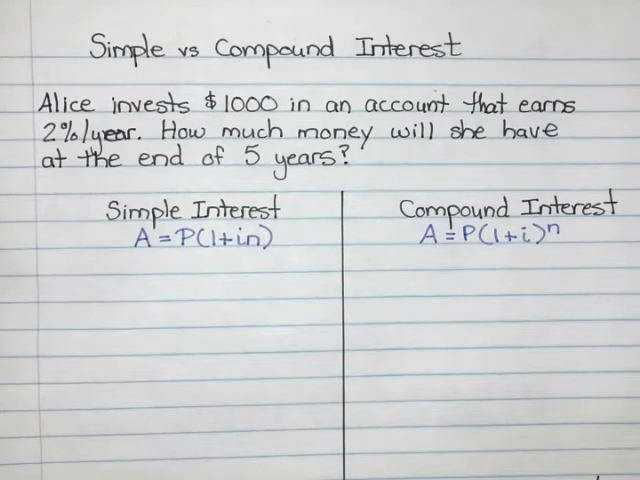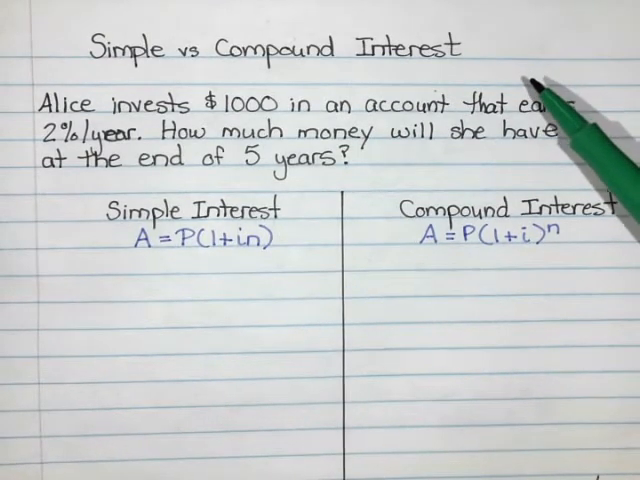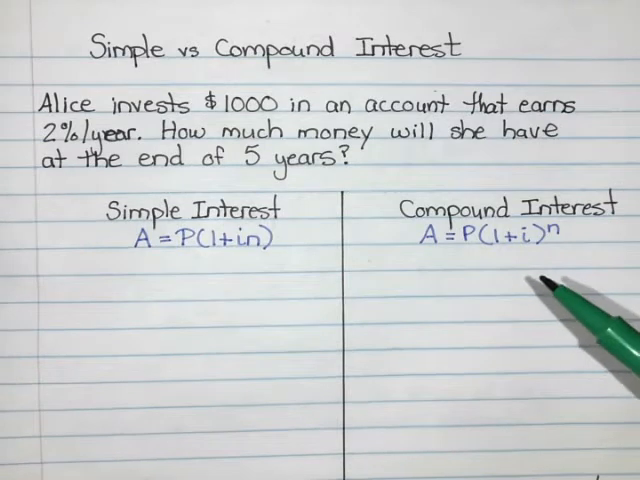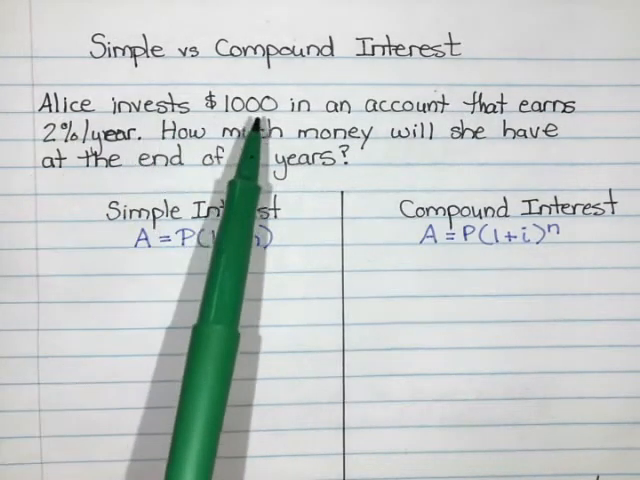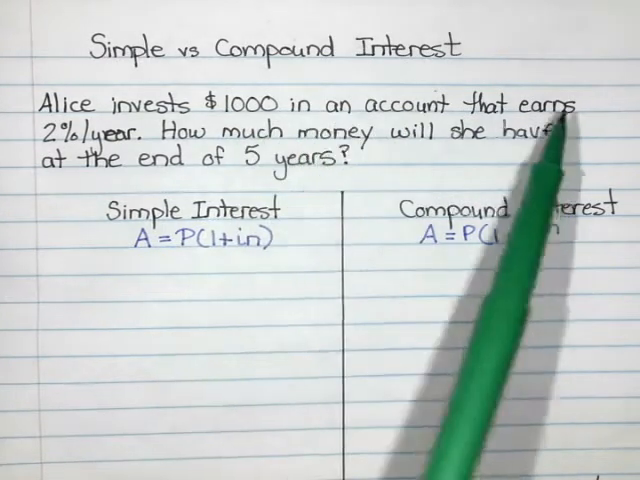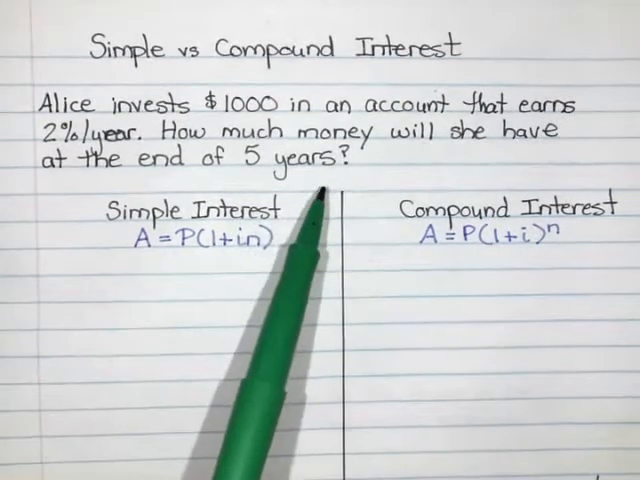Today we're going to be comparing simple and compound interest. So we're going to start with just a little investigation to see what the difference is. And our question here says Alice invests $1,000 in an account that earns 2% per year. How much money will she have at the end of 5 years?